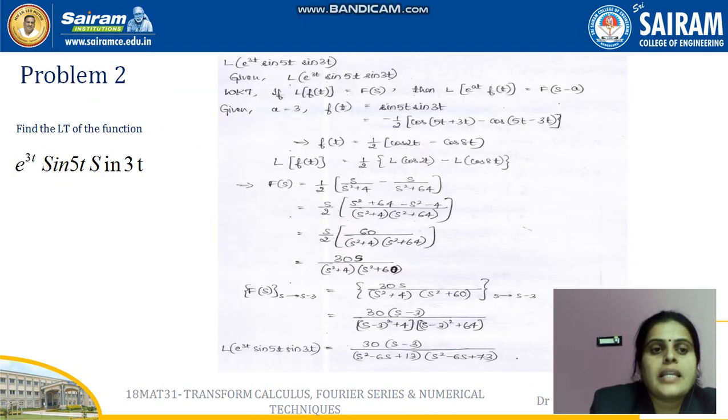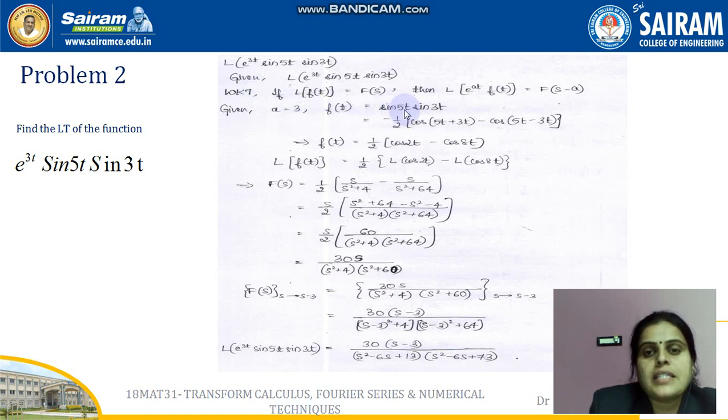Let us see another example which is similar to that. Find the Laplace transform of the function e to the power of 3t sin 5t sin 3t. Here you can see a product of three functions. As it is, we will not be able to make it out, so we need to convert the product sin 5t into sin 3t as an addition or subtraction of two other functions. The given function is e to the power of 3t sin 5t sin 3t, whose Laplace transform we are finding. Since the exponential function is multiplied, we are going to use the shifting property, that is L of e to the power of at into f of t is F of s minus a, and the value of a here is 3.